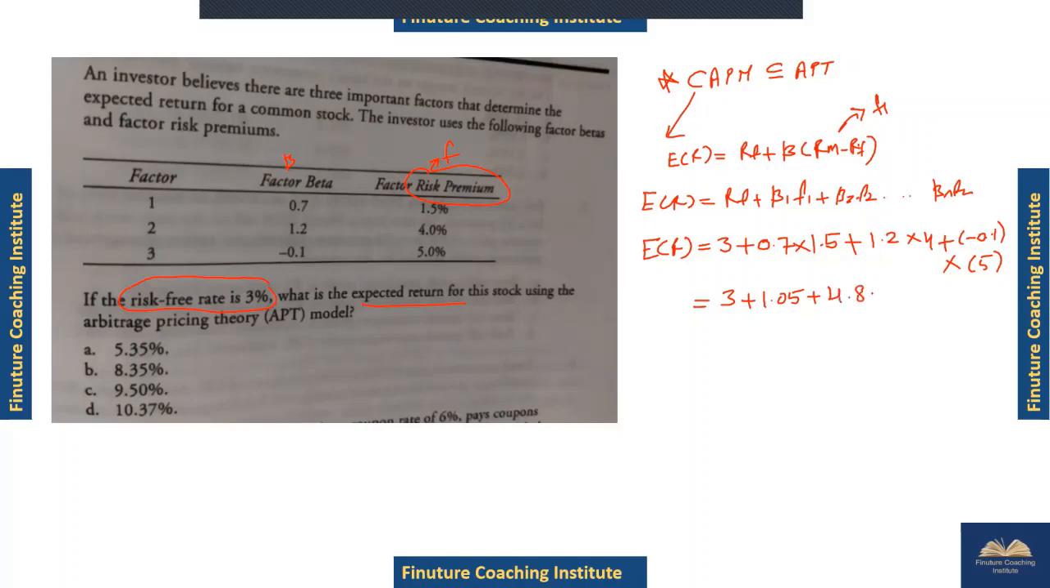So it would be 4.8 plus, sorry, let me just write it manually because there is a negative sign. Minus 0.1 times 5 is minus 0.5. So now if I were to calculate this simply, 3 plus 1 is 4, 4 plus 4.8 is 8.8, 8.8 minus 0.5 is 8.3. 8.35, because we had discarded this. Again, a percentage is a unit that we had ignored for the sake of simplicity. So the correct answer is answer B.